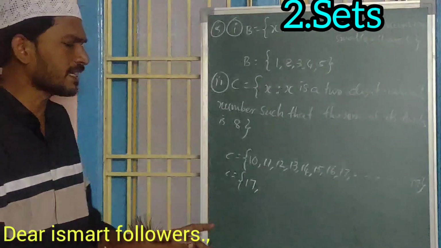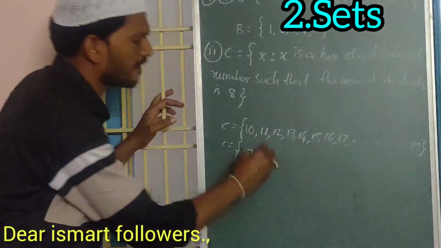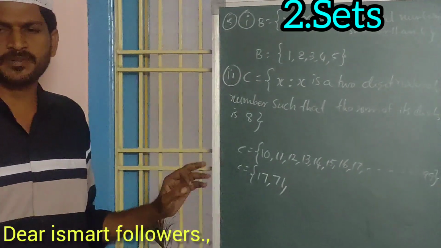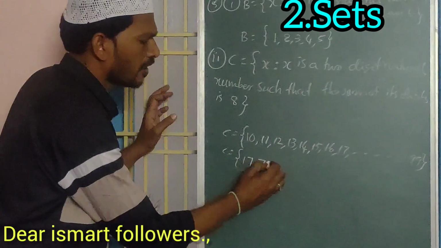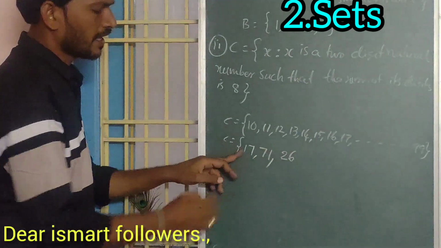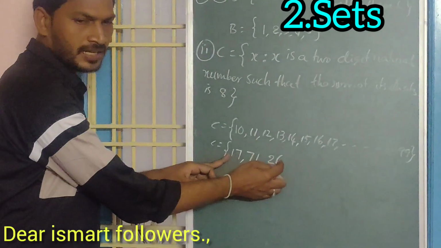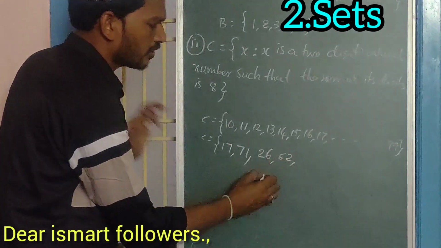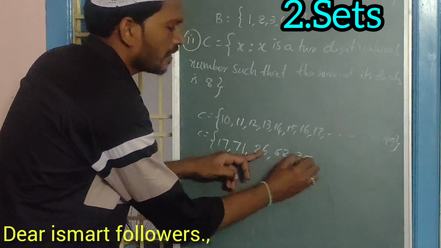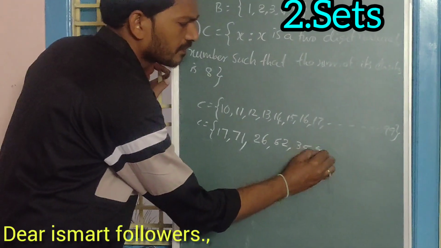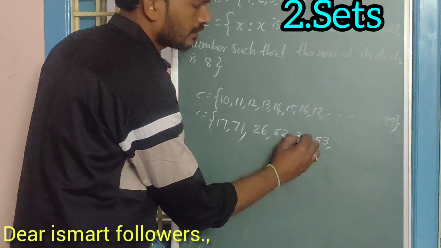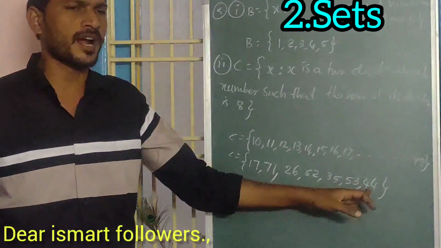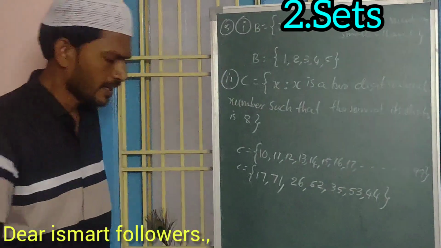So 17. If you get 17, next after that write 71. 7 plus 1, how much? 8. 7 plus 1, no? 8. Next to that, write 26. Here increase one number, decrease the other. 2 plus 6, how much? 8. 26 means 62 also. Next, 35. 3 plus 5? Next? 44. This is the answer. So here you add the digits, you will get the answer. Next, third question.